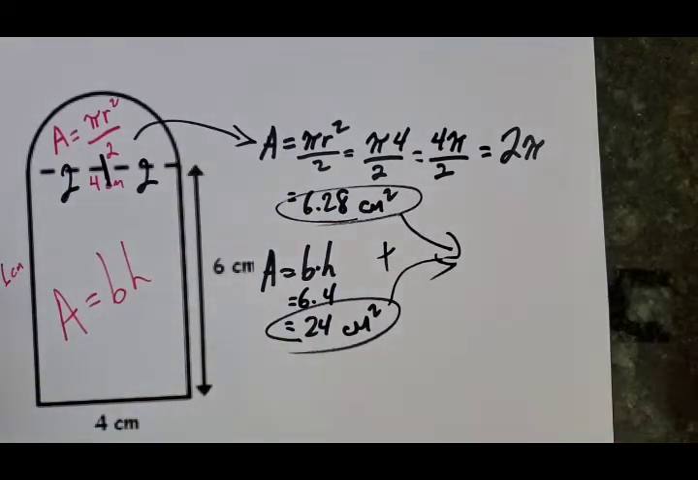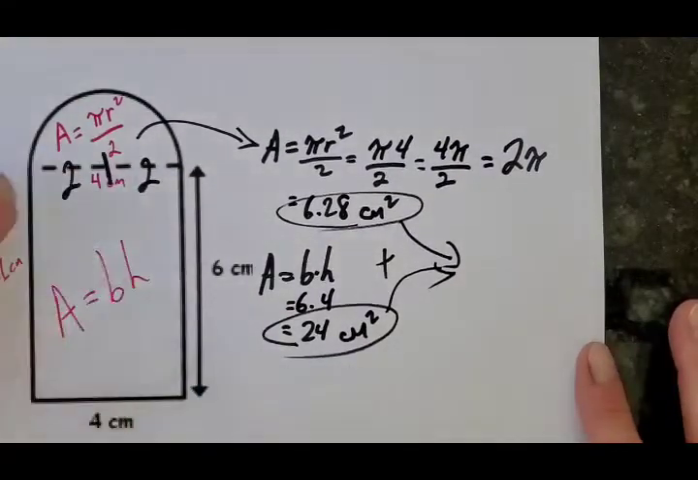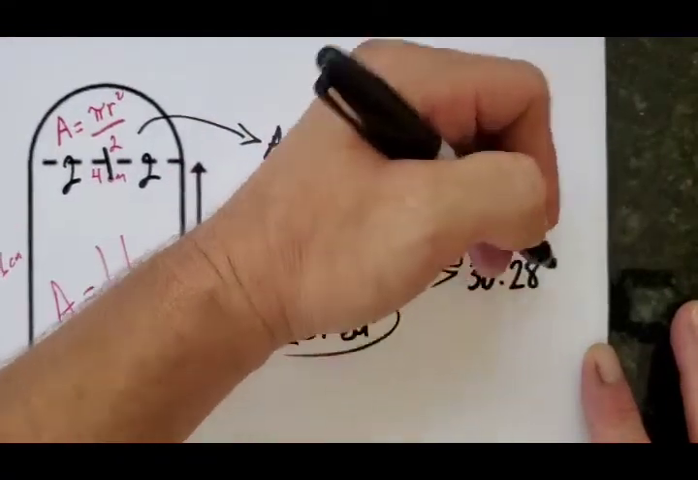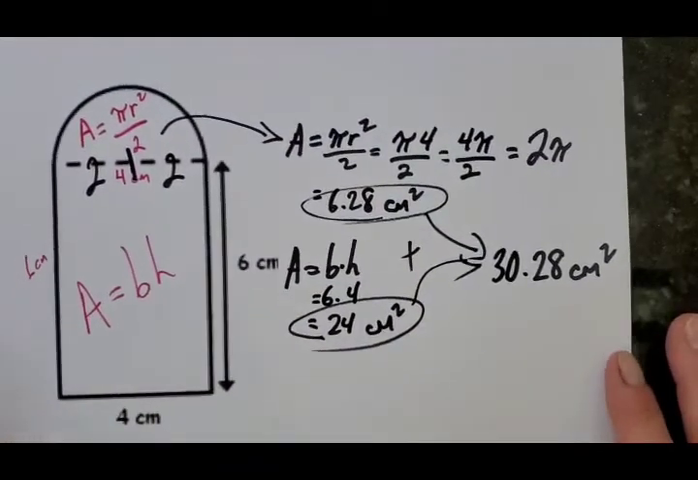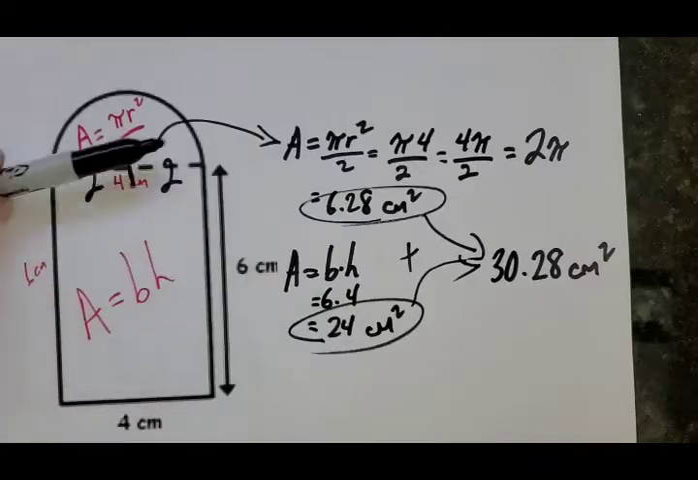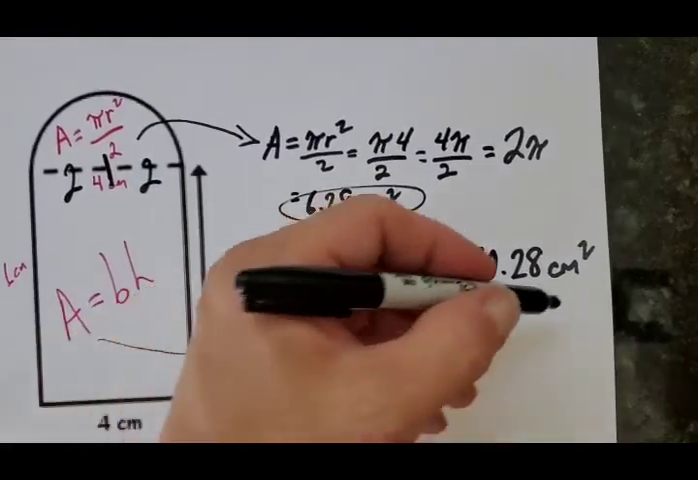Final step would be to add those parts together. 24 combined with 6 and 2800ths would be 30 and 2800 square centimeters. All right? So you just found the area of a composite figure by finding the area of its parts and combining them together for a grand total.